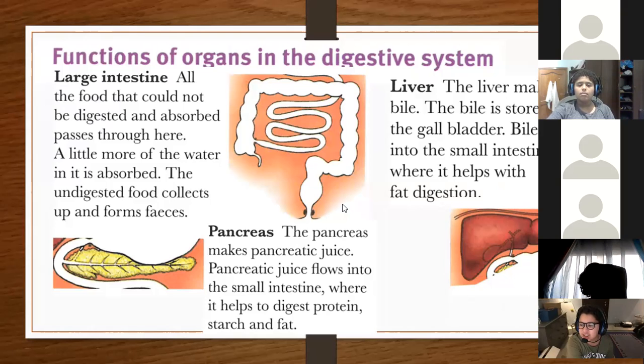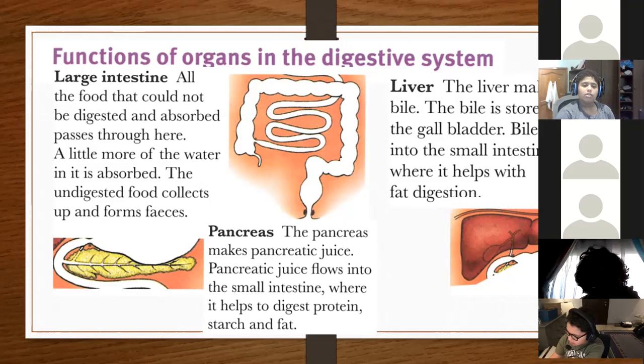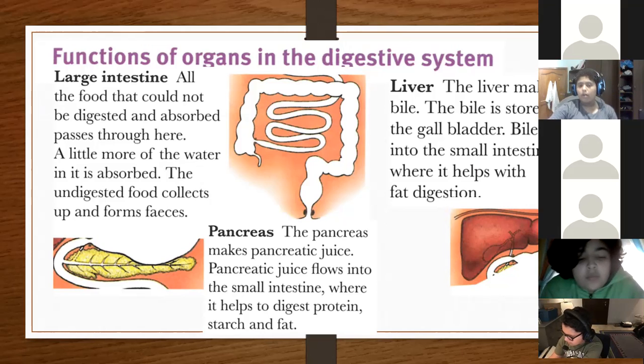Liver. The liver makes bile. The bile is stored in the gallbladder. Bile flows into the small intestine where it helps with fat digestion. Pancreas. The pancreas makes pancreatic juice. Pancreatic juice flows into the small intestine where it helps to digest protein, starch, and fat.